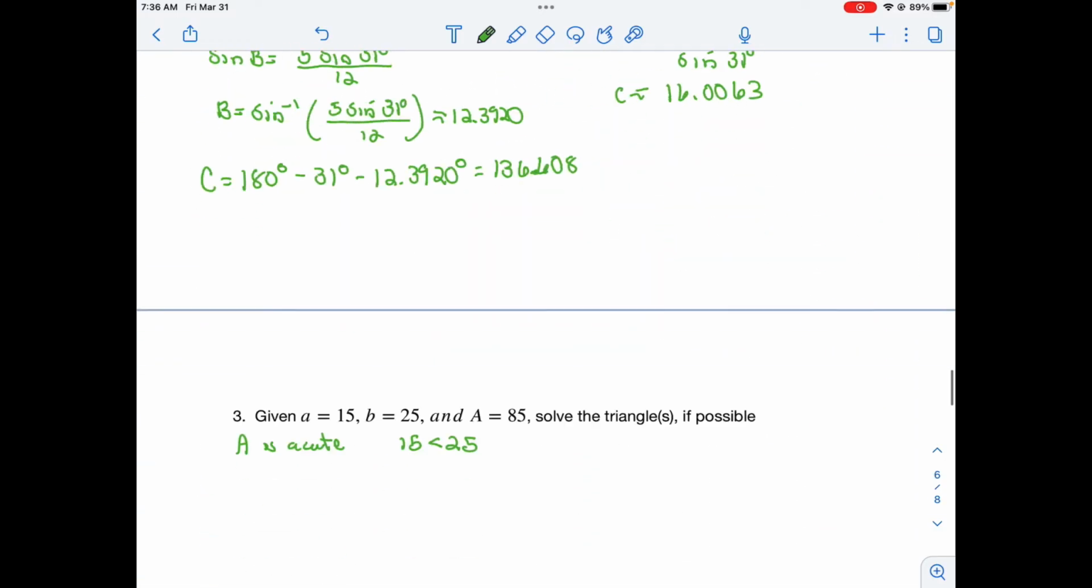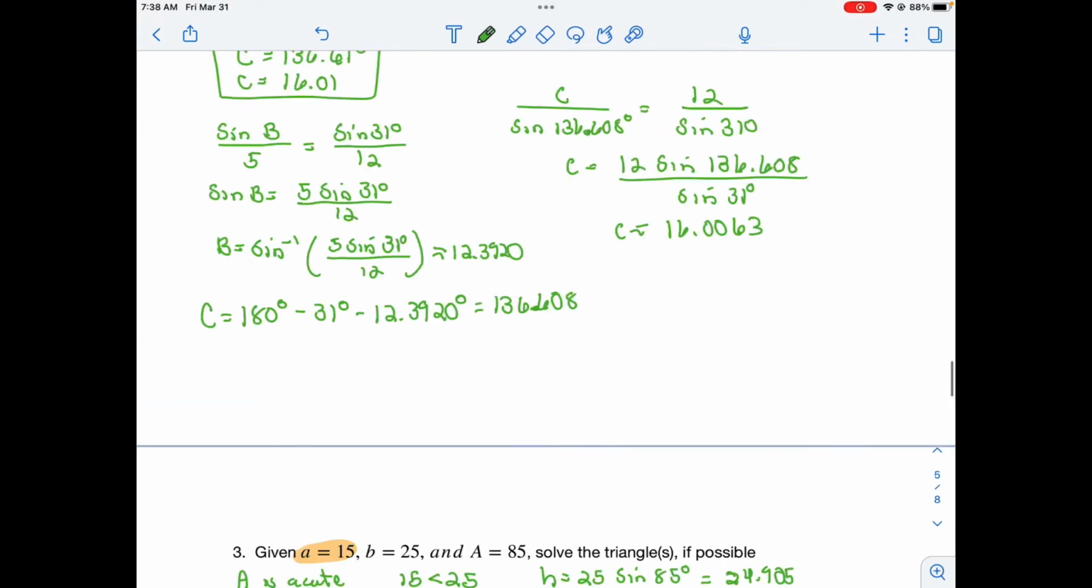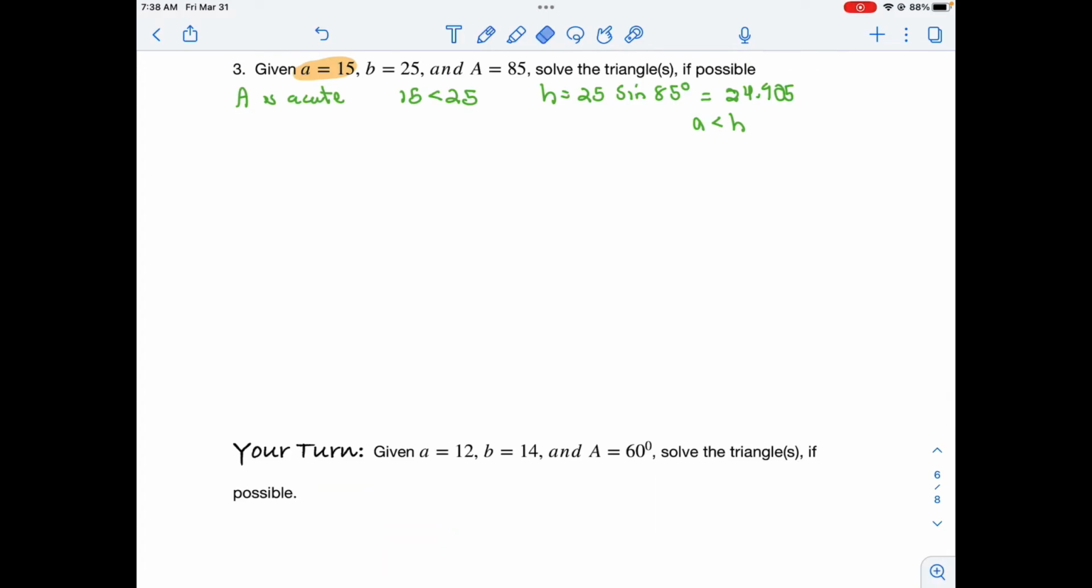In order to do that, I need to figure out my H value. If H is greater than A, there's no triangle. If H is less than the side opposite the given angle, then there's two triangles. So let's calculate H. H is equal to the side adjacent to the angle times the sine of the angle. When I calculate that, I get H is approximately 24.90. Now, since A is less than H, I have no triangle. And I'm done. I can't do anything else in this problem.